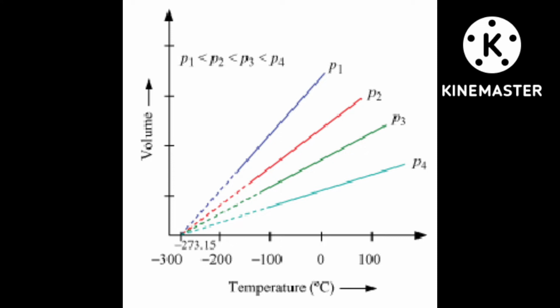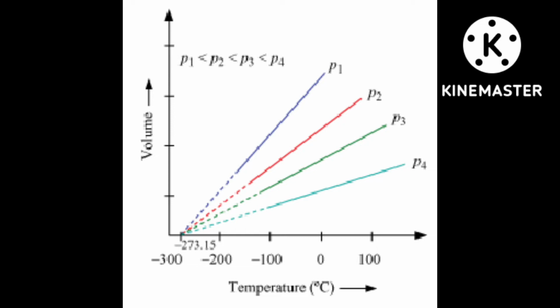This new temperature scale, 273.15 plus t, is called the Kelvin temperature scale, or absolute temperature scale. This is a very, very important thing I have told you.